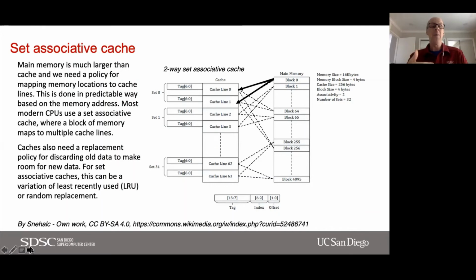Caches also need a strategy for discarding old data to make room for new data. And this is done by some variation of what we call a least recently used algorithm or random replacement. For those of you who are in CSE, you may have already taken or probably will take a class in computer architecture that will dive way deeper into cache.